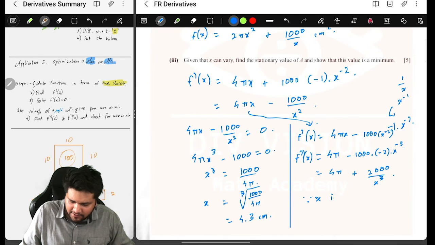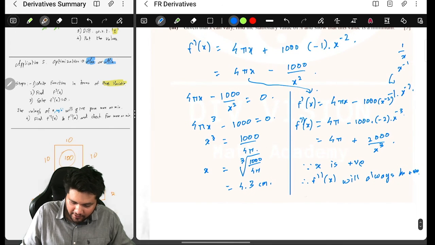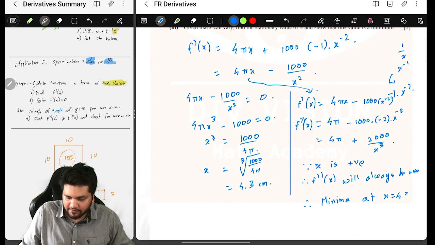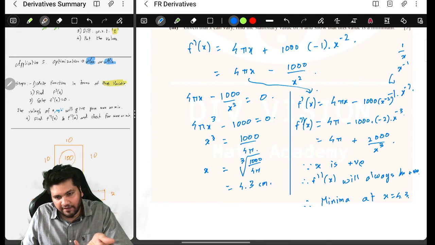Since x is positive, therefore f double dash of x will always be positive, and therefore we will have a minimum. So therefore minima at x is equal to 4.3. Why? Think about it. It's x cube. I know it could be negative, but since x is positive and everything is positive, we'll get positive f double dash of x, and hence we'll get the minima at that point.